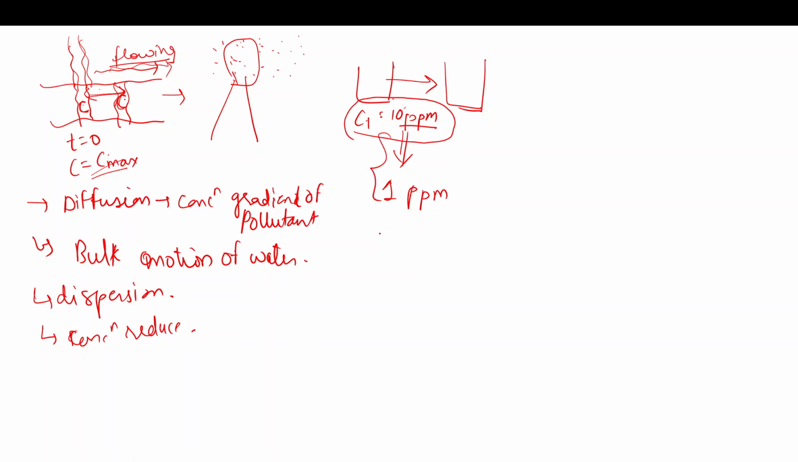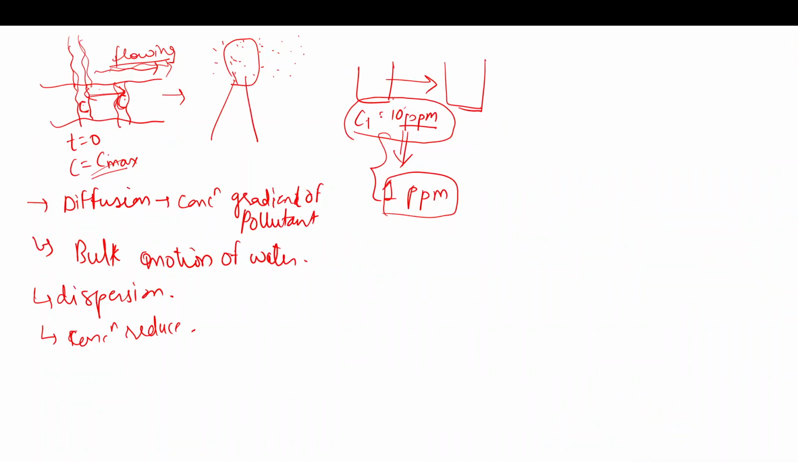So dilution is also a factor which reduces the impact of a pollutant, because obviously less concentration is observed, but it will be available in more regions.